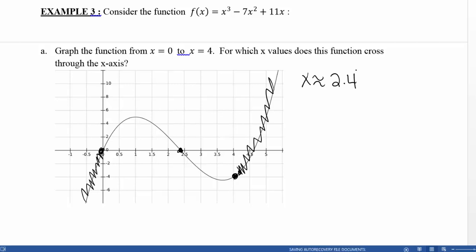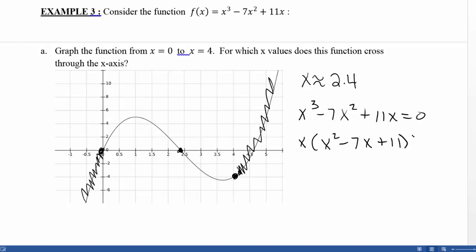If we wanted to find this point more accurately, which we're going to need to, then we're going to have to figure out where our function equals 0. So let's take our function and do a little factoring here. So we have x cubed minus 7x squared plus 11x equals 0. I'm going to factor out an x term. So I'm left with x times x squared minus 7x plus 11 equals 0. So either x equals 0 or this expression in the parentheses equals 0. Since the point that I'm interested in is the one between 2 and 2.5, I know that I need to figure out when this parenthesis equals 0.